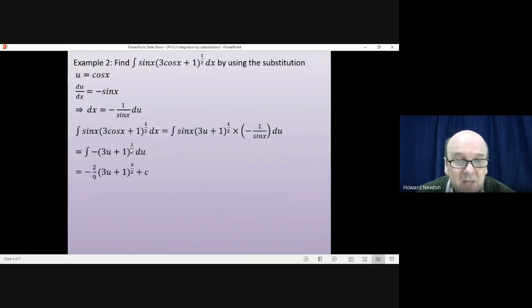Now, if I integrate that, I'll get minus 2 ninths, 3u plus 1, the power goes up by 1 to 3 over 2. And as is always the case with this sort of integration, you should quickly differentiate this answer to make sure it does go back to the question. And when you differentiate it, you have to times by the 3 over 2, the power goes down by 1. Using the chain rule, you also have to times by 3. But that is what you should get for the integration. And then the final thing is substituting in u equals cos x, and that gives us the final answer.